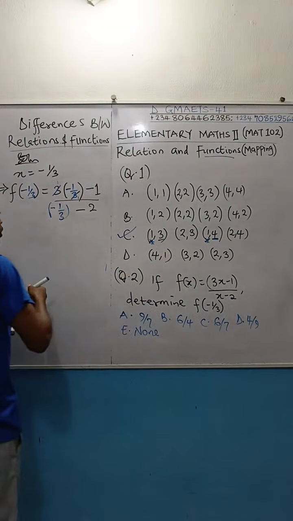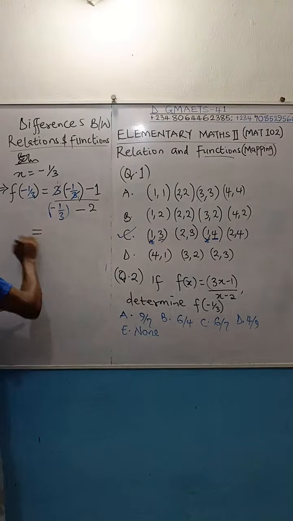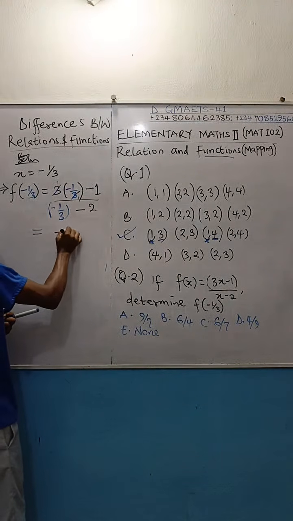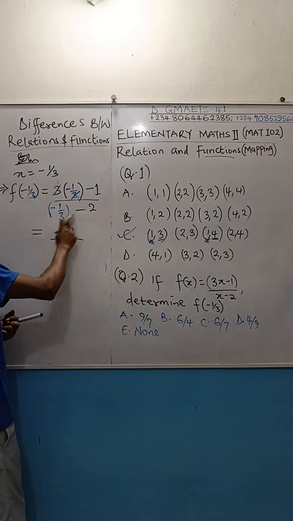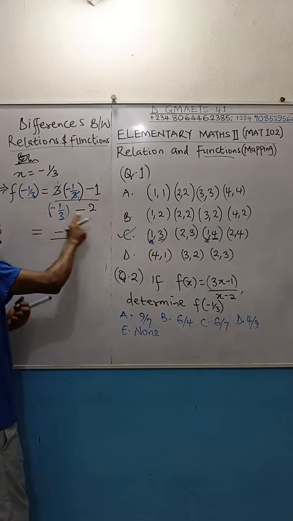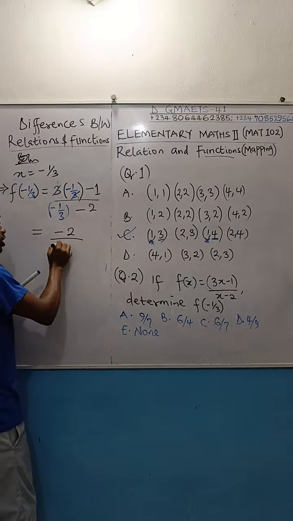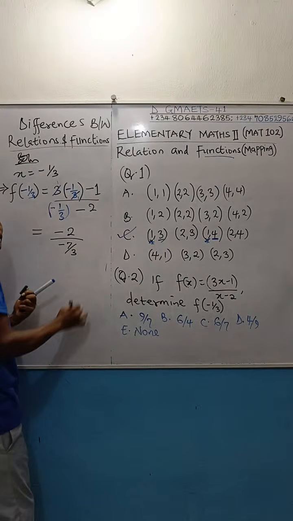I'm sorry for that error. So that gives us the numerator is negative 2. Then quickly, this times this is minus 6. Minus 1 minus 6 is going to give us minus 7 all over 3.